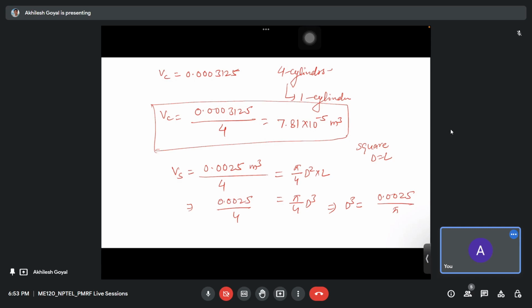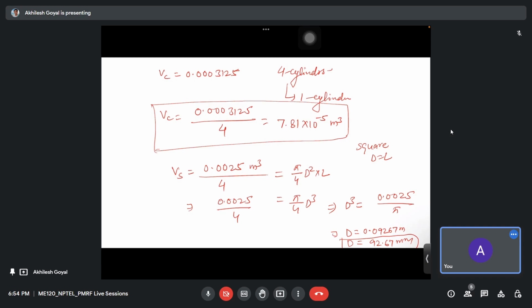1 by 3. Okay, so solving this, we will get d is equal to 0.0967 meters, and that we can write as 92.67 mm. This is the bore of the cylinder. Okay, so here we get the bore of the cylinder as 92.67 mm, and the clearance volume is 7.81 into 10 raised power minus 5.